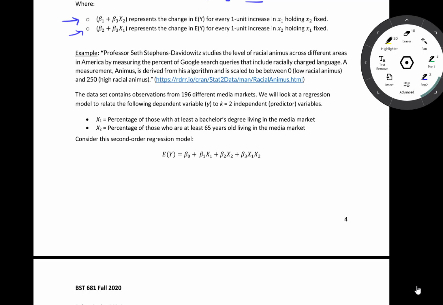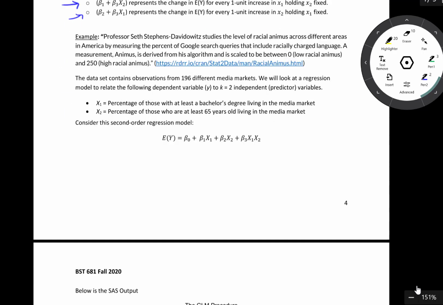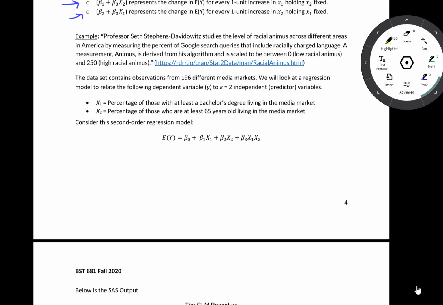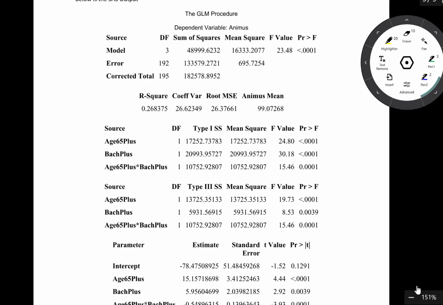And we're going to consider this second order regression model. So in other words, this is that second order regression model with the interaction that we just saw right here. So it's that interaction model with 2 quantitative variables. So here's our new model that we're fitting, and here is the SAS output.